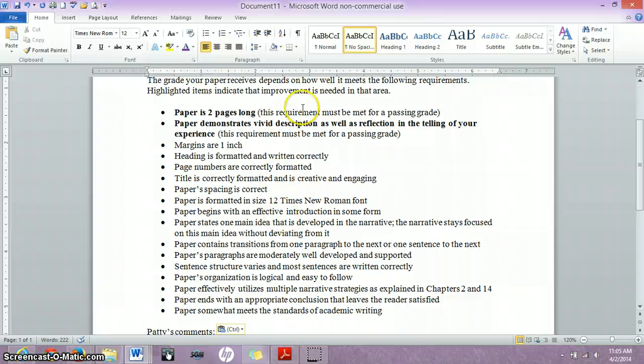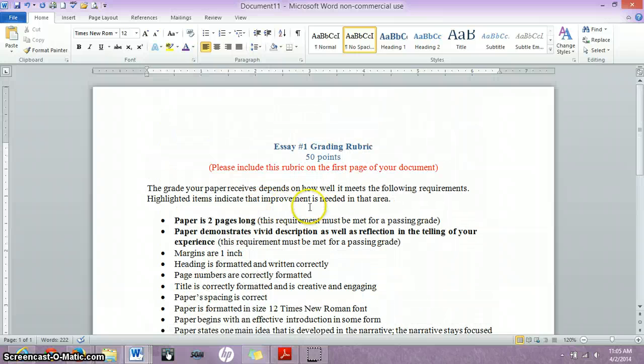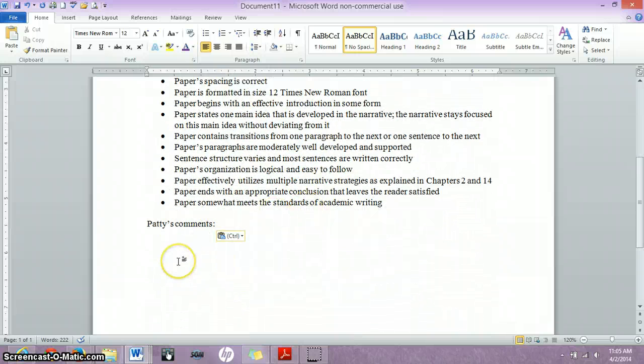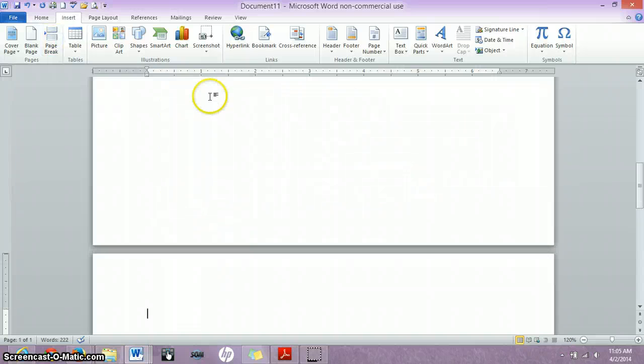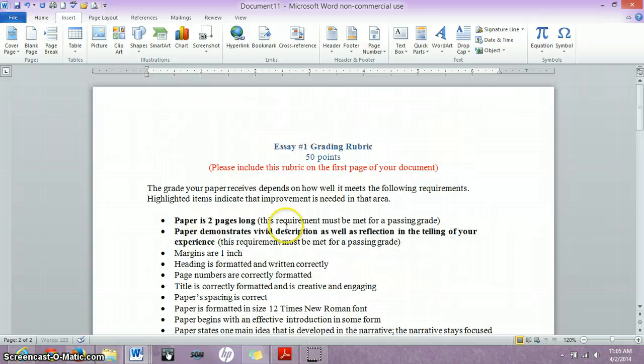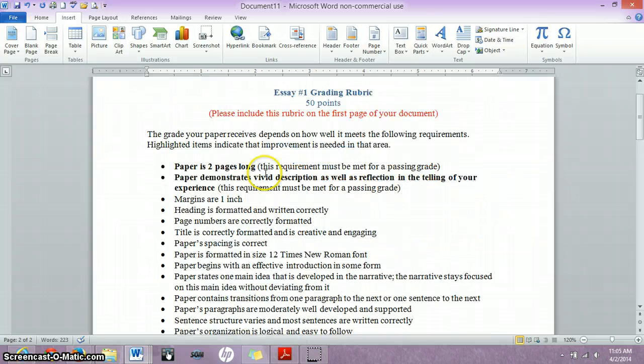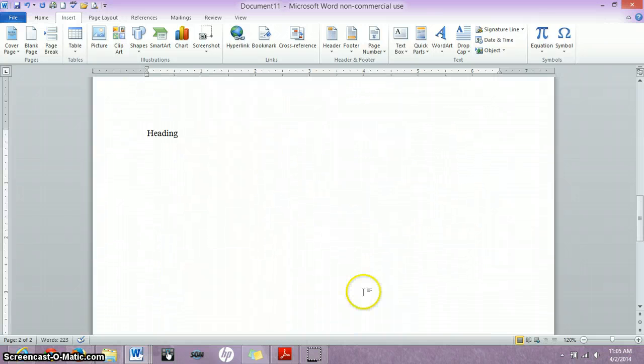Please don't make it ugly. Please don't make it spaced out and weird. It needs to look just like this. It makes it so much easier for me to work with when it's like this. Then all you have to do is insert a page break and start your MLA heading. So don't put your MLA heading on the rubric. Your heading goes with your paper itself.